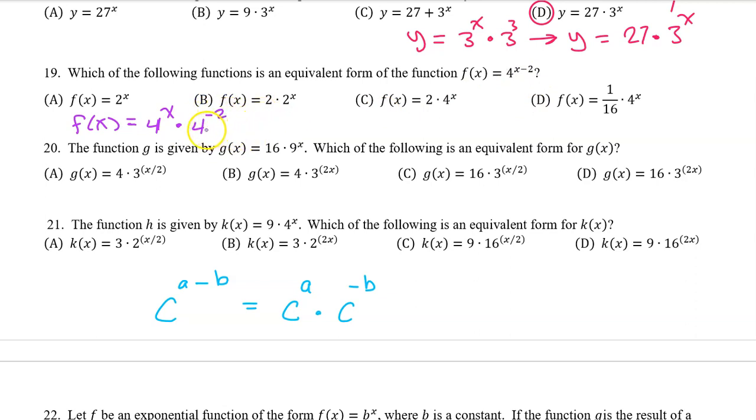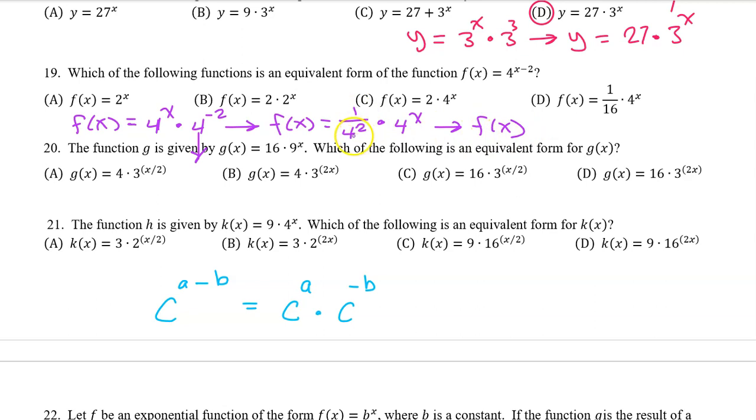When you have a negative exponent, the negative exponent drops the expression down to the denominator. So we have f of x equals 4 to the negative 2 power is the same thing as 1 over 4 squared. I'm putting it in the front. I still have the 4 to the x power.